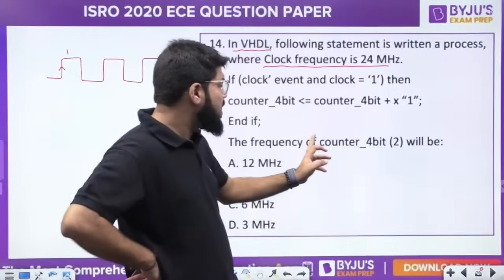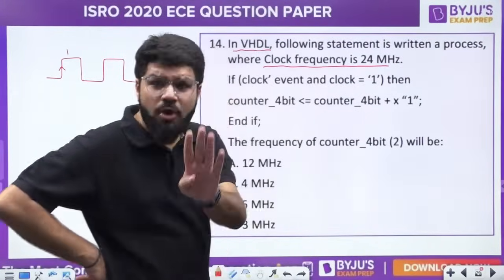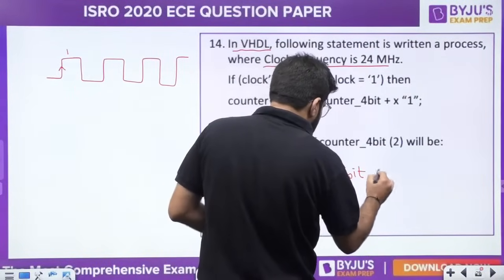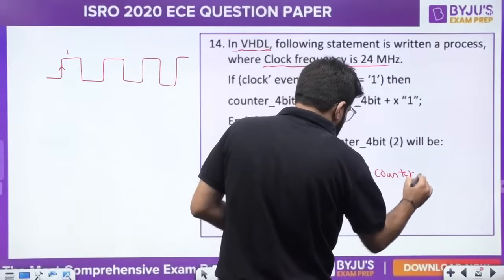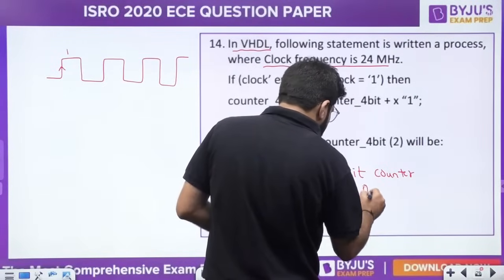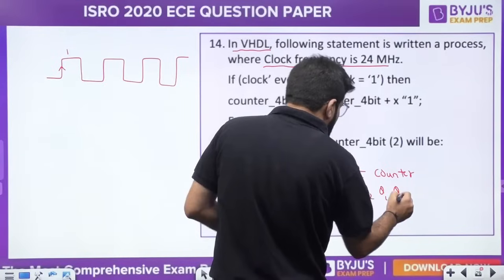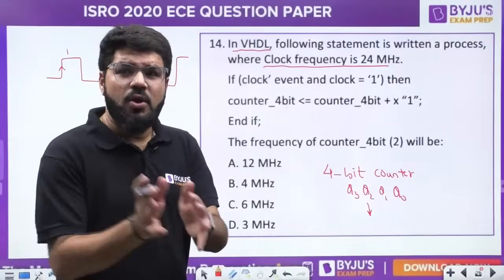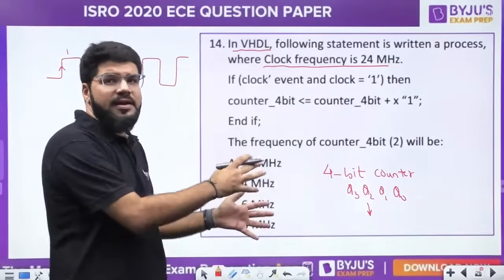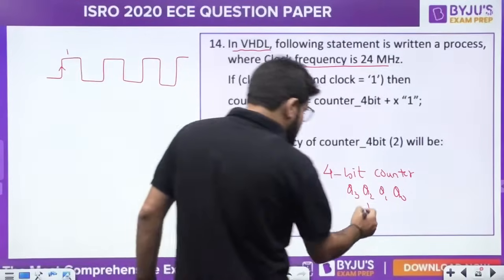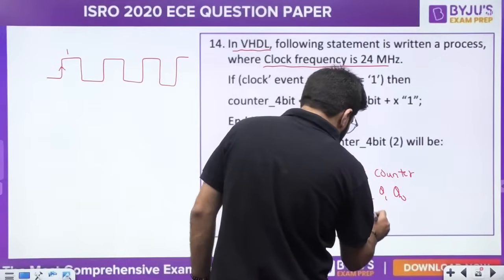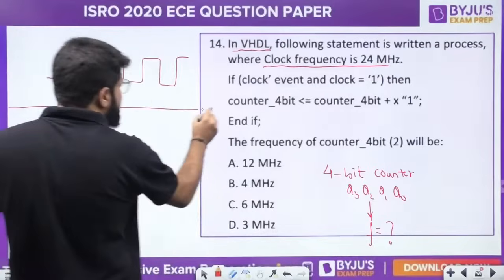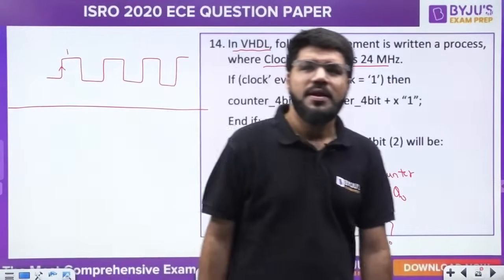Now, the frequency of the counter, 4-bit, bit 2. Because it is a 4-bit counter, let's say it is Q3, Q2, Q1, Q0. Normally we name the LSB as 0, so 0, 1, 2, 3. They want the frequency of this particular bit, bit 2. If they were asking the frequency of the MSB, then you would know.